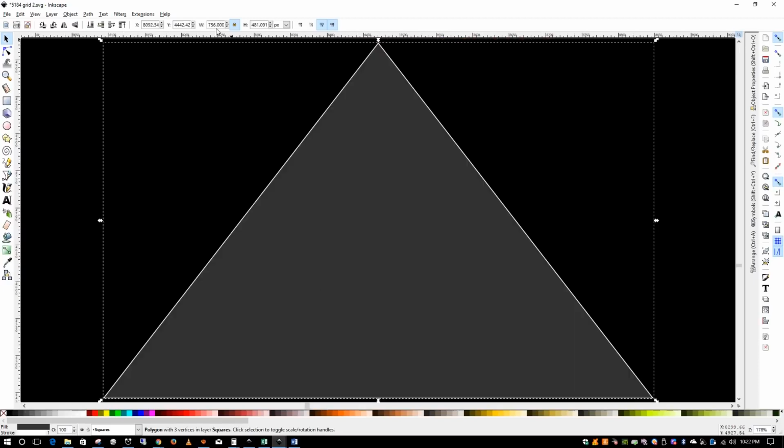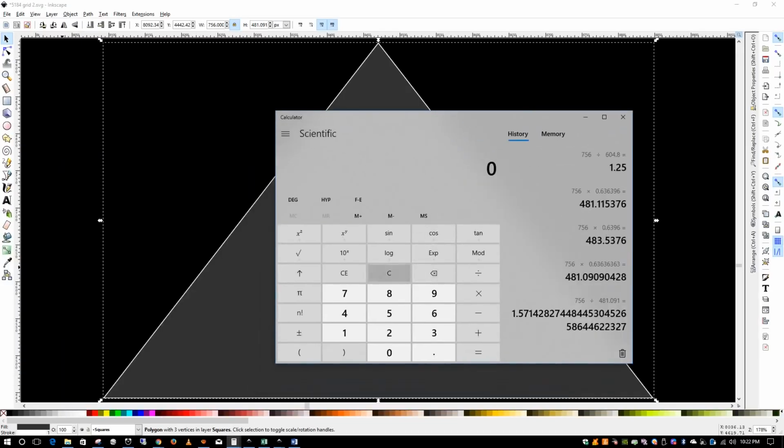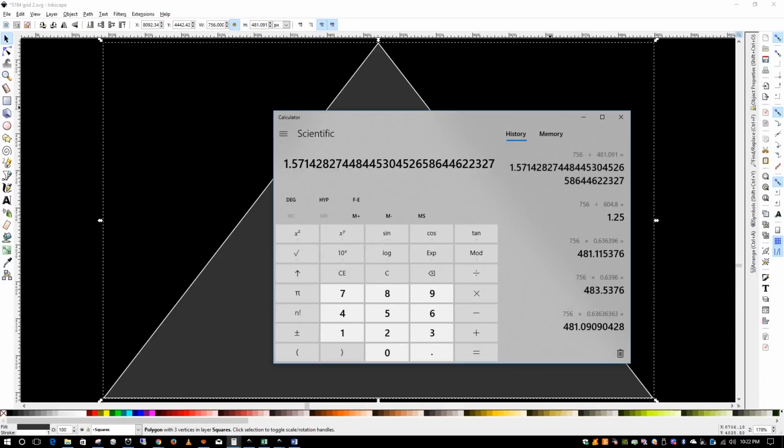The ratio here is 756, and since we're dealing with an irrational number, depending on what they used, it ranges anywhere from 481.09 to 481.25. Okay, so somewhere in that area. But what you're really getting there is a ratio, because if you take the 756 number and divide it by 481.091, we get pi over 2, right?